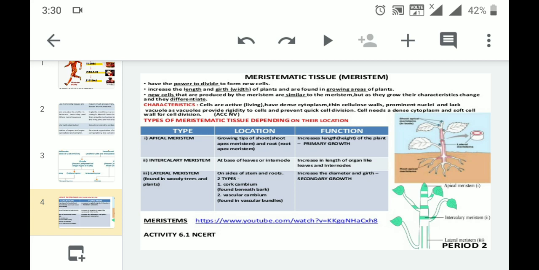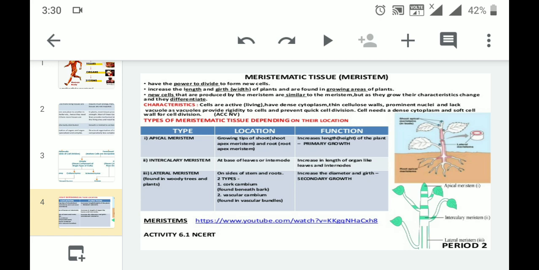And lastly, it is lateral meristem, which is found in woody trees and plants. It has two types, that is cork cambium, which is found beneath the bark, and vascular cambium, which is found in the vascular bundle. It helps in increasing the diameter and girth. So, the lateral meristem is responsible for secondary growth in the plants.